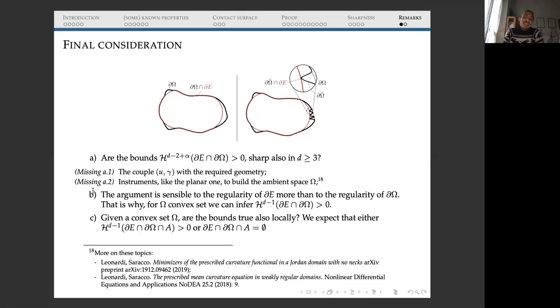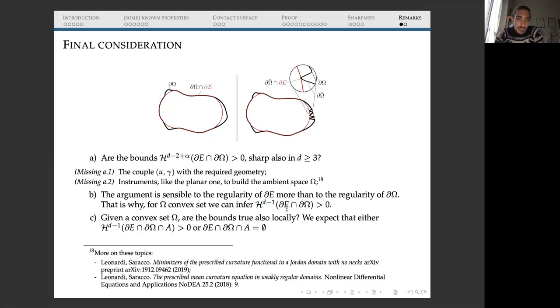So in particular, being more sensitive to the regularity of the boundary of E means that if you start from a convex set, you immediately deduce that the boundary of E is C^{1,1}, so you can run the whole argument with alpha equal to 1. So you get this condition not only for C^{1,1} sets, but also for convex sets. And the last thing about convex sets, and then I'll stop, is the following one.